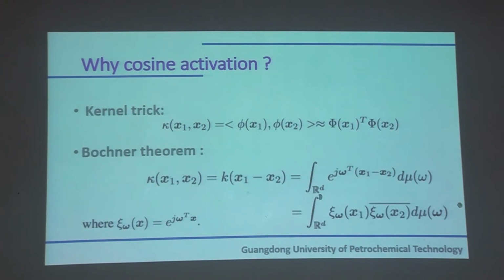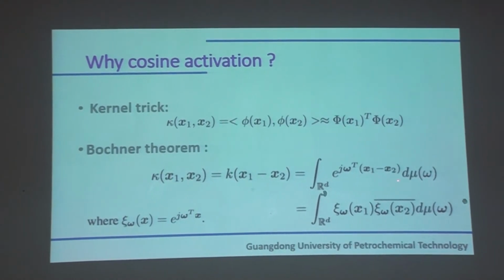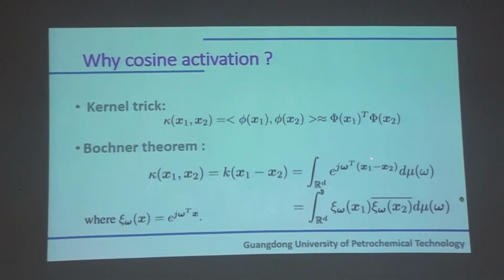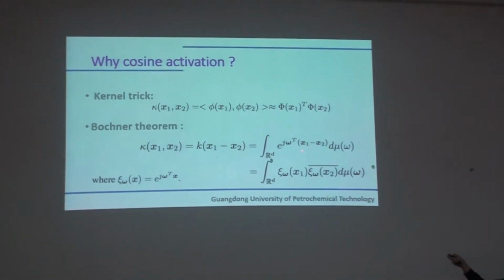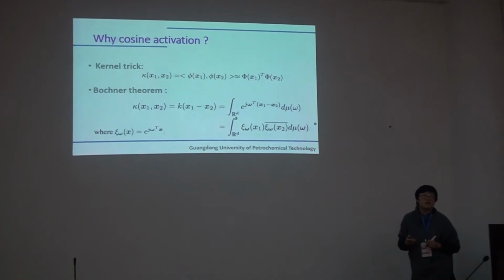In this equation, we treat mu as a positive measurement. That means x1 minus x2 is just a value, or just a variable here, and it can be represented by x. That means here, mu is the positive measurement.